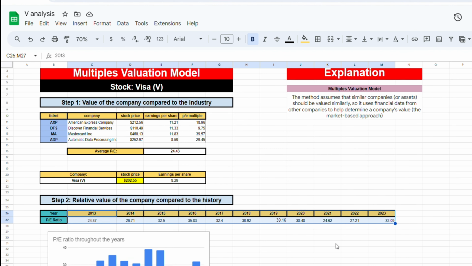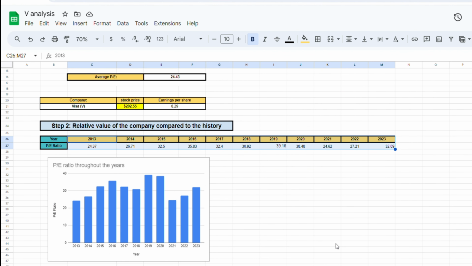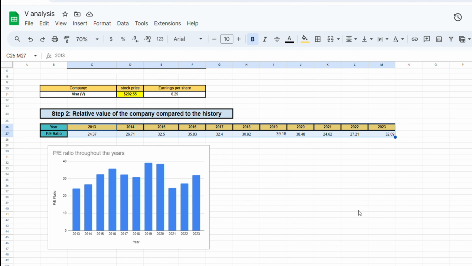I don't just want to evaluate Visa using other companies, but also compare Visa to itself and its history. So let's take it a step further. I want to know how the PE ratio has been doing over the past decade. The thought behind the PE is as follows. The PE ratio tells an investor how much he's willing to pay for every dollar of earnings of the company. So with a PE ratio of 32.09 in 2023, an investor is willing to pay $32.09 for every dollar the company earns. So the lower the PE, the better.